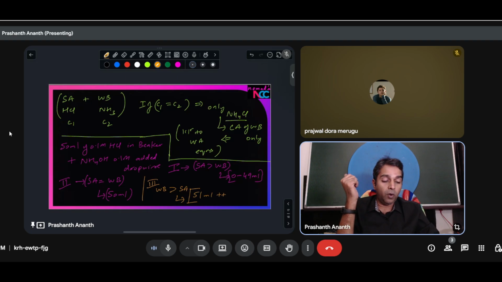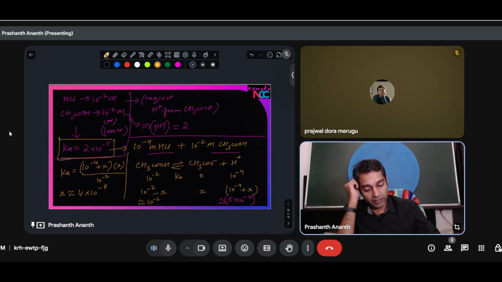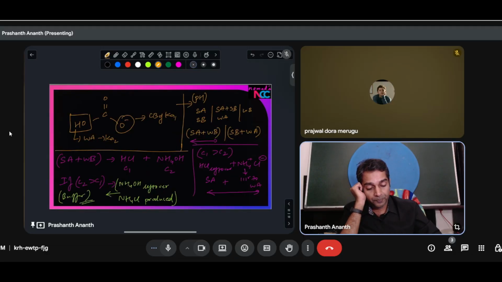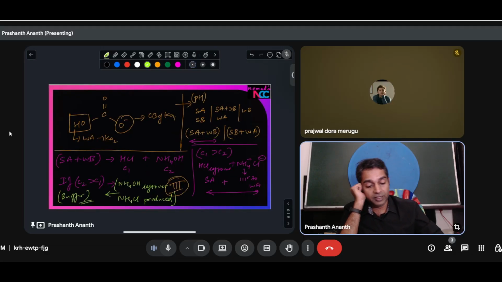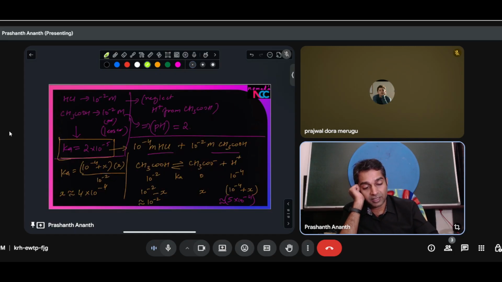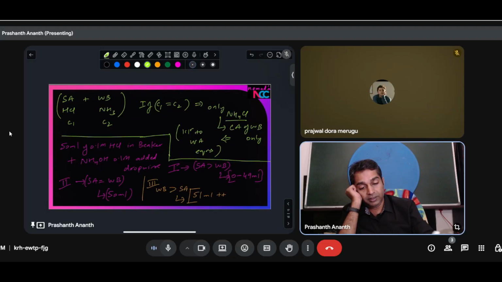So effectively, what is case 3? This one is going to be case 3. And we will have this one as case number 1. So this entire thing is case number 1. This is also case number 1. And this fellow is going to be case number 2.